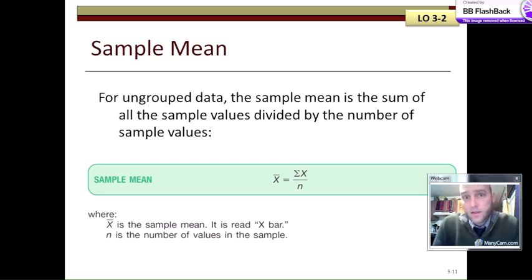A couple of things to point out. First of all, like I said, X bar. X is a regular letter. That's not like a weird looking chi or anything like that. No, it's X. And second, what you divide by n is a small letter n. Sample letters are small letters. Population letters are big or Greek.